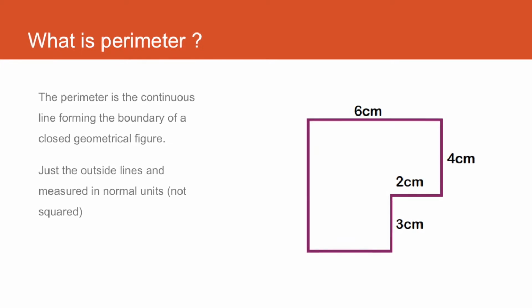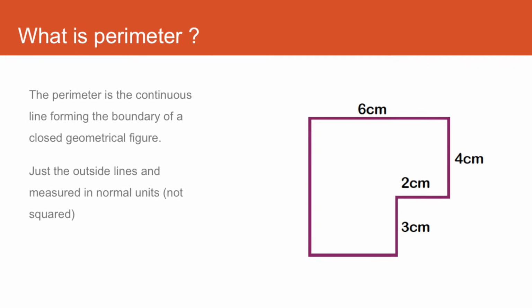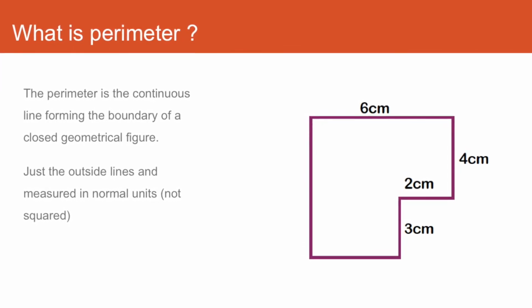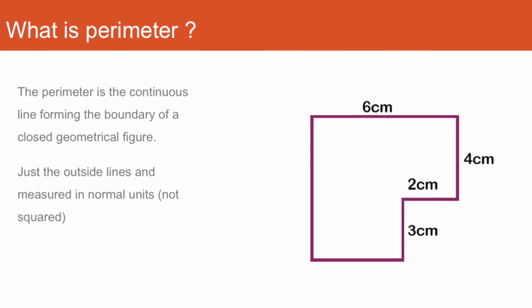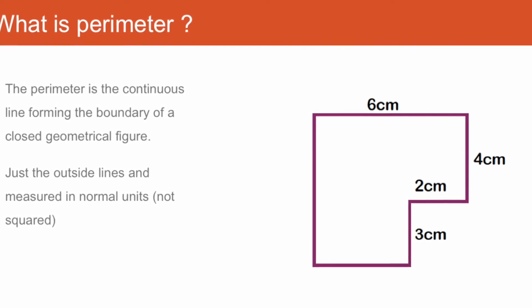The perimeter is the continuous line forming the boundary of a closed geometrical figure. Just the outside lines are measured, in normal units. This means not squared. As you can see in the picture, this is the perimeter of a geometrical shape.